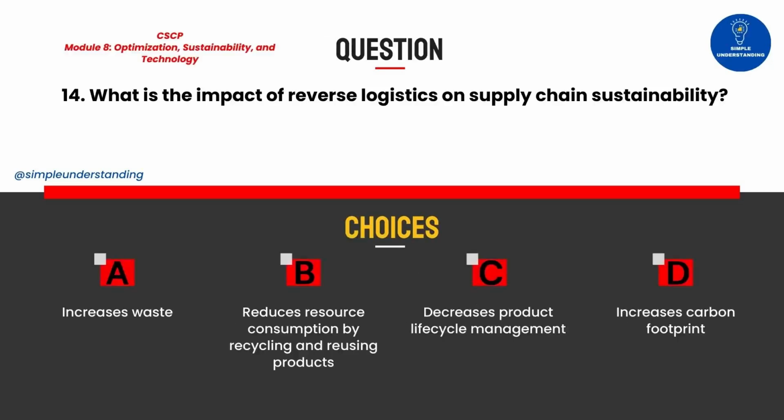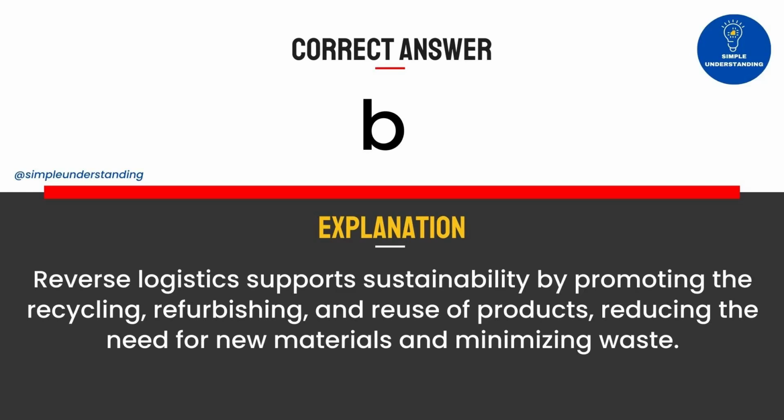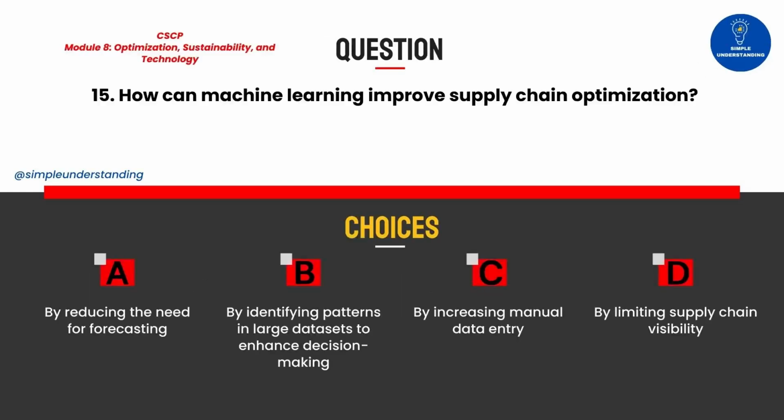14. What is the impact of reverse logistics on supply chain sustainability? A. Increases waste. B. Reduces resource consumption by recycling and reusing products. C. Decreases product lifecycle management. D. Increases carbon footprint. Correct answer: B. Explanation: reverse logistics supports sustainability by promoting the recycling, refurbishing, and reuse of products, reducing the need for new materials and minimizing waste.